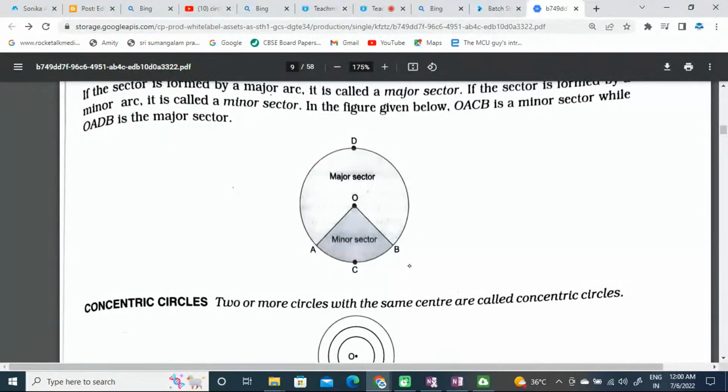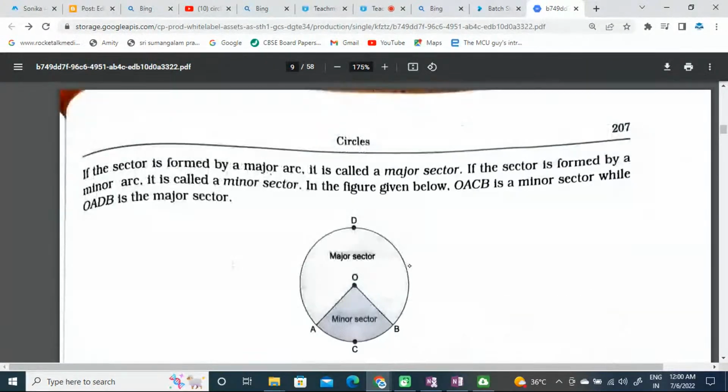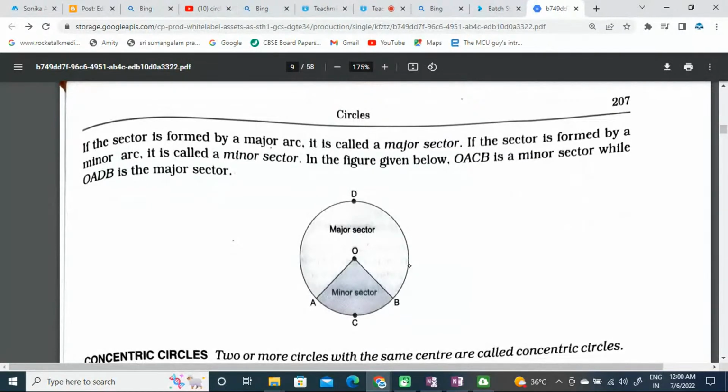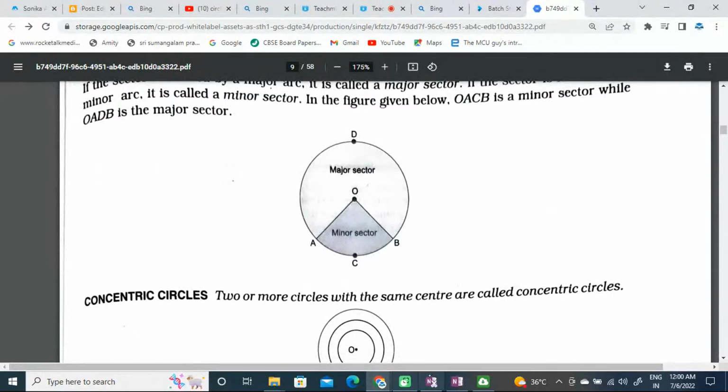Here, this is a small sector, so this is termed as a minor sector. And this contains an angle greater than 180 degrees, so this is a major sector. If a sector is formed by the major arc, it is called a major sector. That means the sector which contains a reflex angle greater than 180 degrees, that is the major sector. Okay, understood? Do you understand the concept or not?